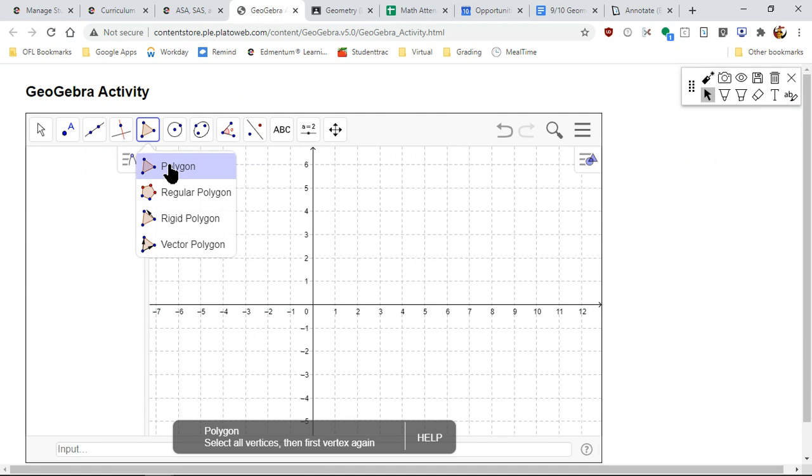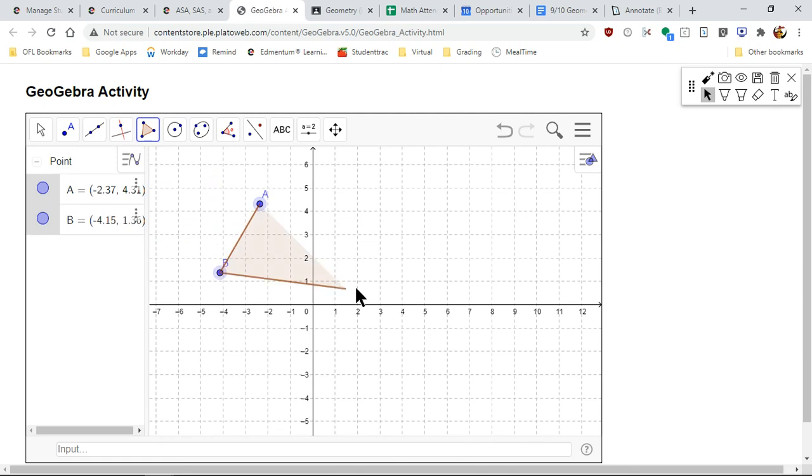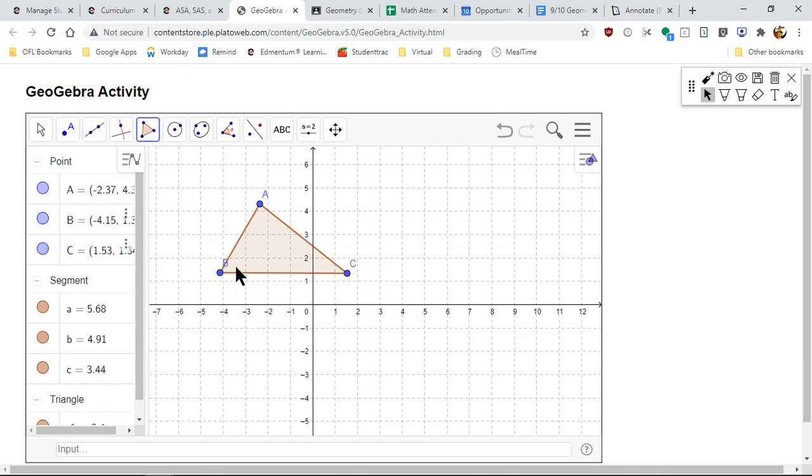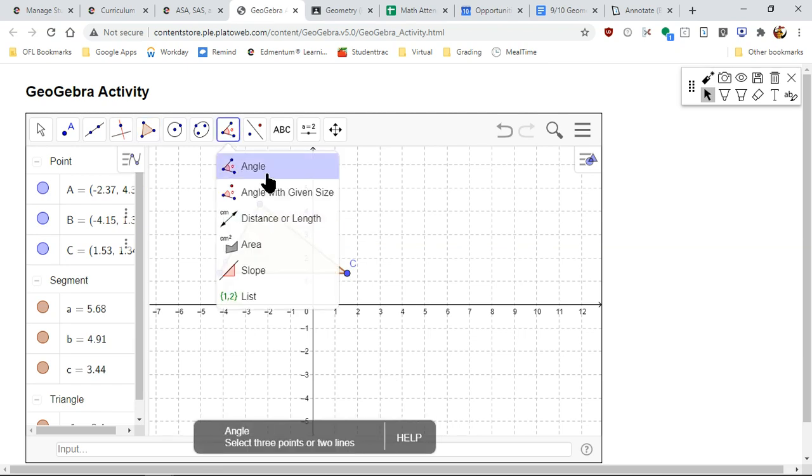I'm just going to do polygon. Don't do regular polygon, because that's just going to ask you how you're going to make all the sides equal. We're going to do polygon. So we click 1, 2, 3, and then go back to the first one. It'll make a triangle for us. And we're going to measure our angles.